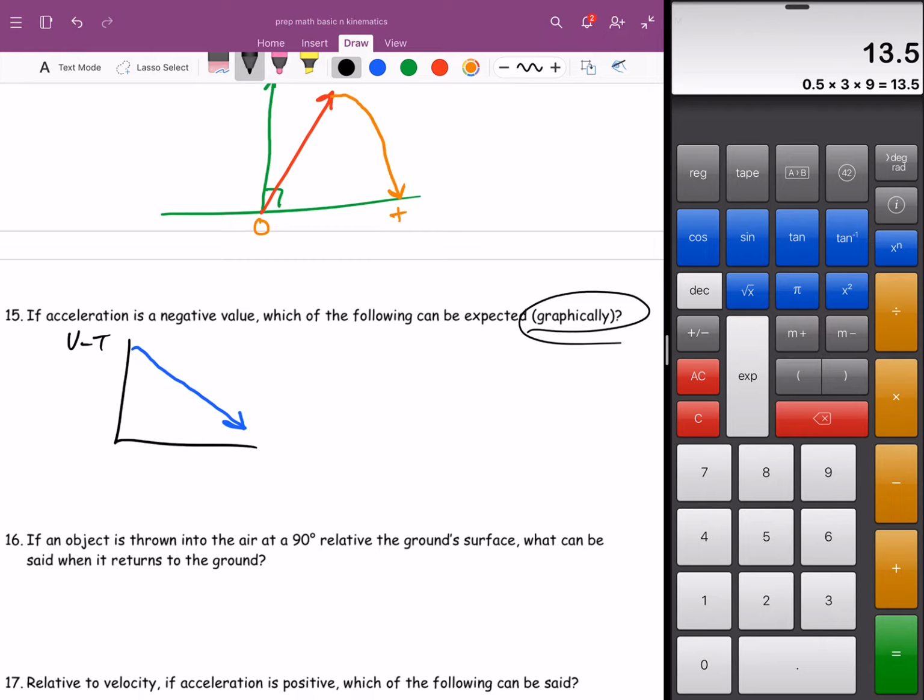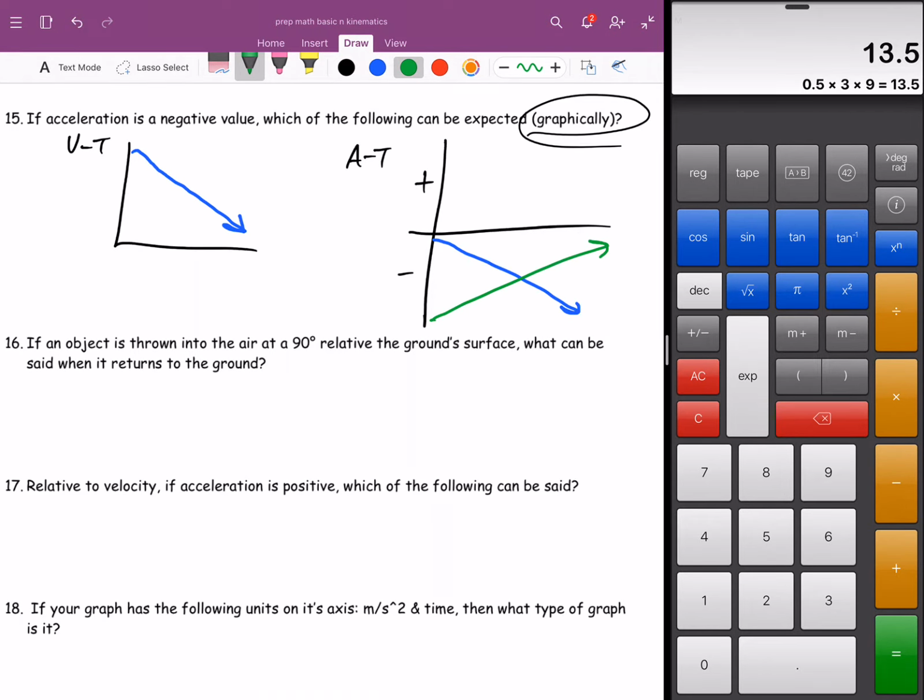Another way, in a negative acceleration, you have an AT graph. You have quadrants 1 and 4. If you recall, quadrant 1 is positive, quadrant 4 is negative. So your slope would exist somewhere in quadrant 4. It doesn't necessarily have to go down, but it will exist. In this case, you have negative, and in this case, you still have a negative acceleration.